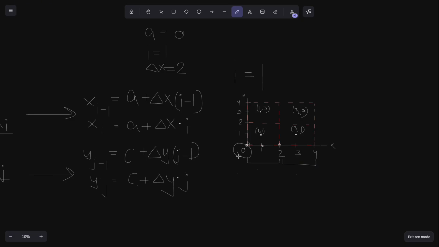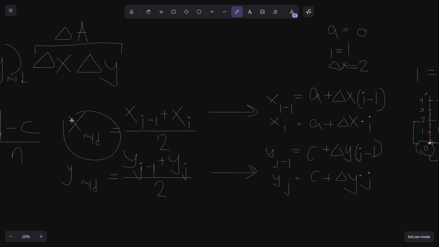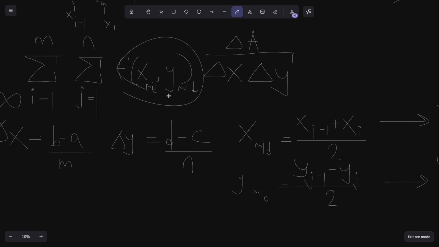So your previous value is x sub i minus 1, your next value is x sub i. And when you take the average, you get the midpoint, right? So this is essentially the formula for skipping in the x direction. And the same thing happens in the y direction. And that's how you get x sub i and x sub i minus 1, which when you take the average of them, you get your midpoint, which you plug into the function.